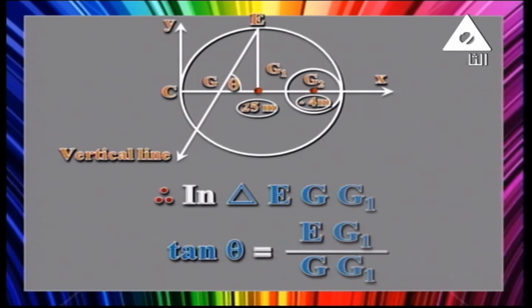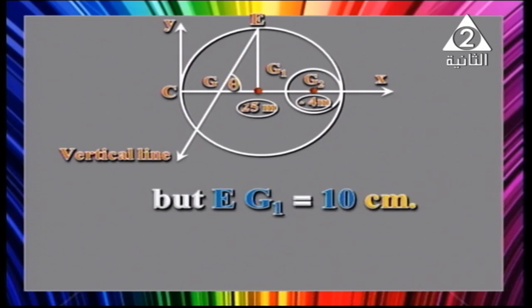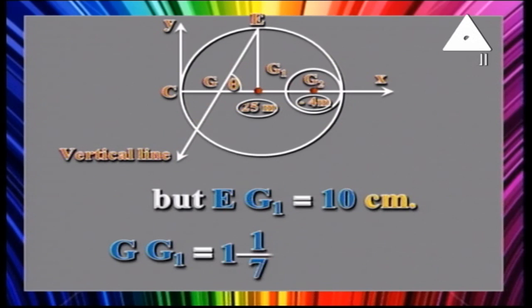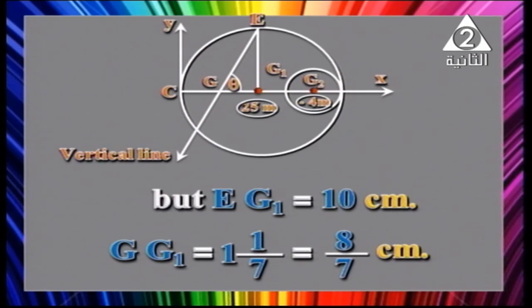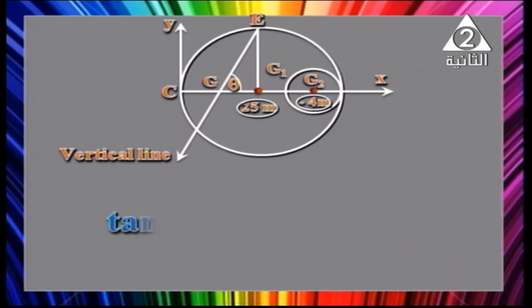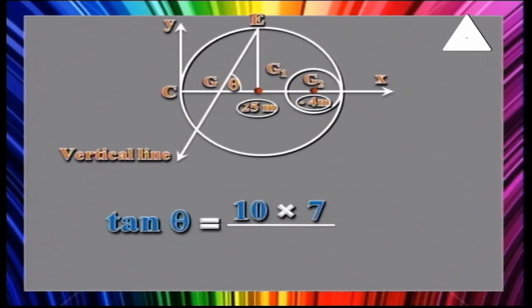EG1 is the radius. EG1 equals 10. Why? Radius. GG1 equals 1 and 1 over 7, then equals 8 over 7. We find tan theta by using 35 over 4, this is tan theta.